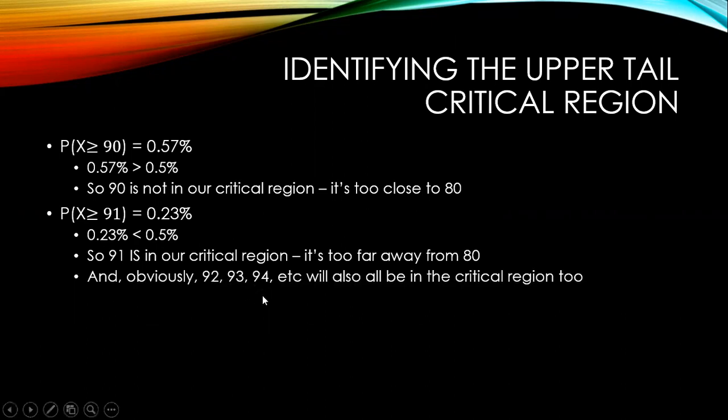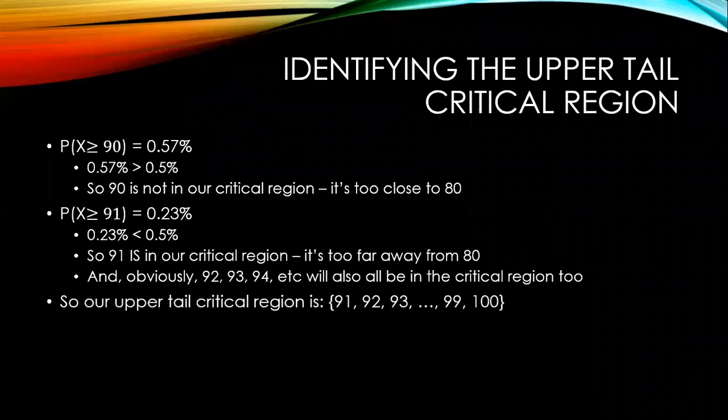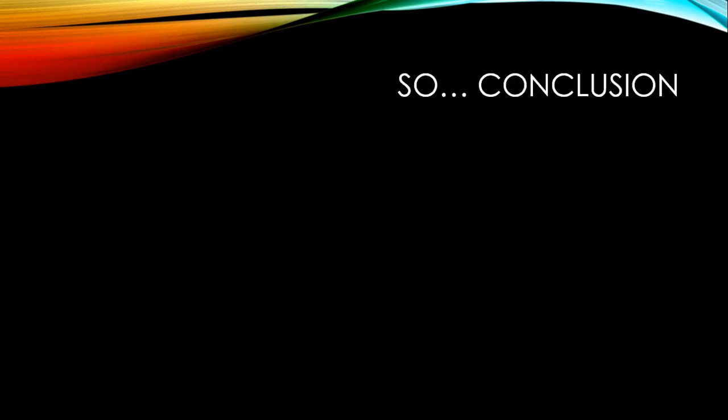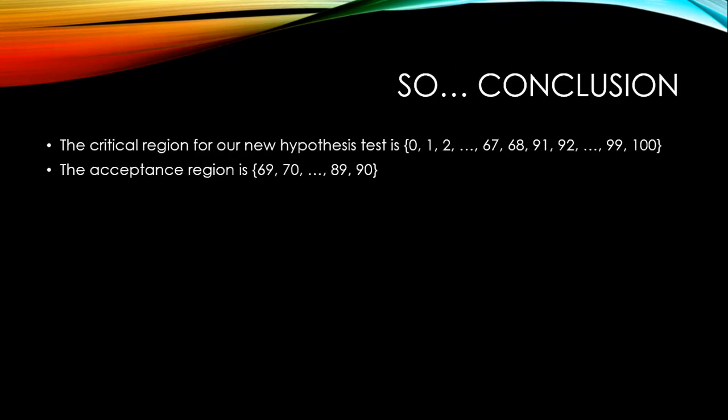And obviously it's the same for 92, 93, 94, 95, 96, 97, 98, 99, 100, because those probabilities are going to be even smaller than 0.23%. So the upper tail critical region is 91 to 100. Our critical region is 0 up to 68 and also 91 up to 100. The acceptance region of our test is the numbers between 68 and 91, so 69, 70, up to 90.